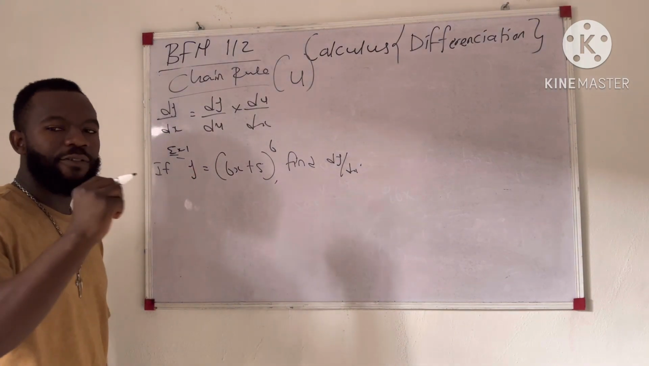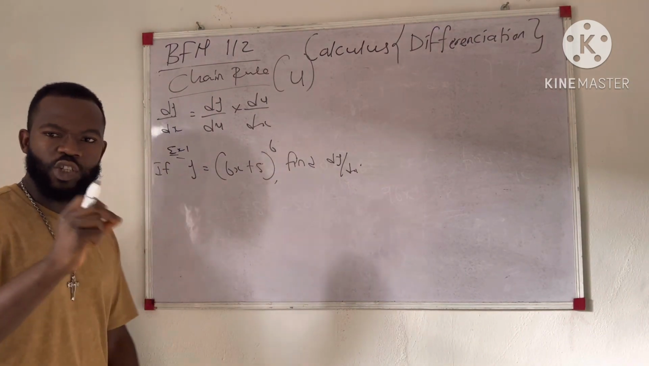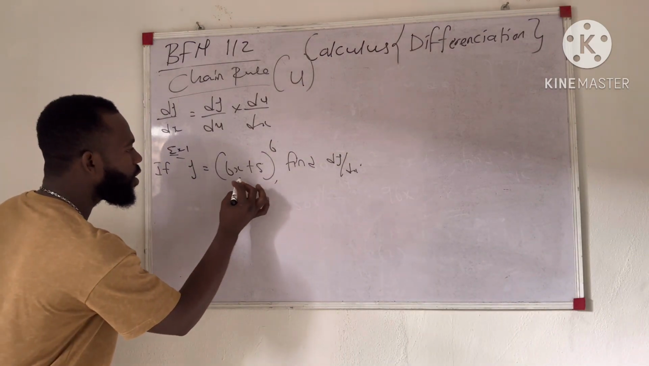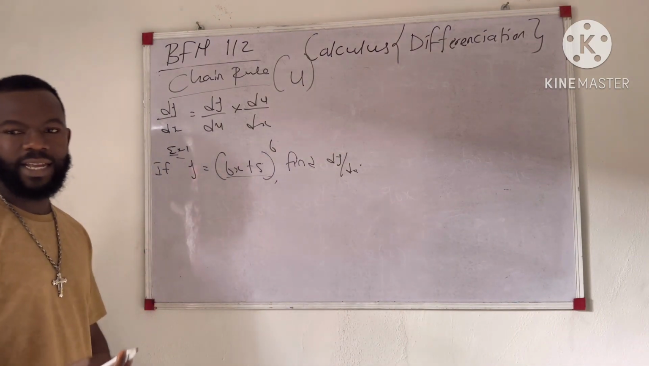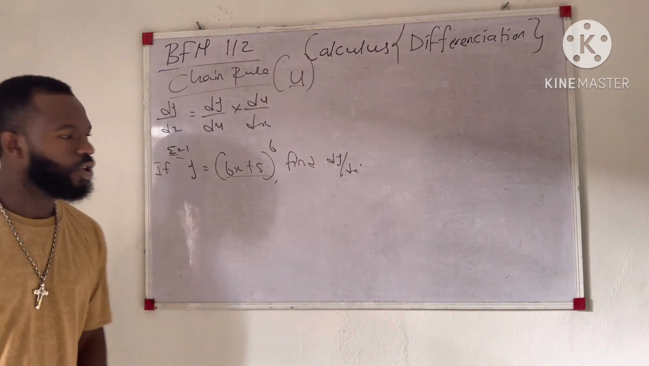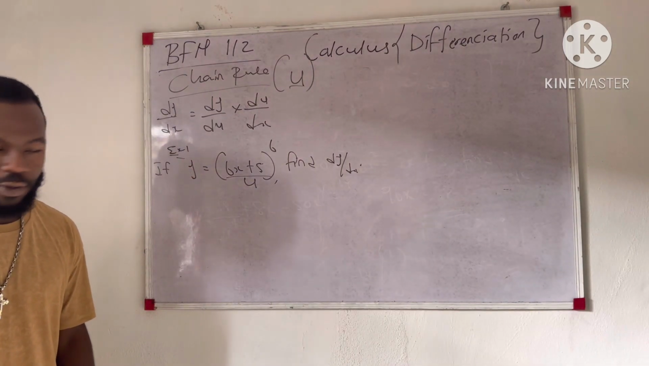Remember I told you that in every chain rule question we have just one function. Listen to me. In every chain rule question we have only one function. Now, how do you know the function? The function is the expression inside the bracket. That is the function. And we said that the name of that function is what? U. So it means in this question, my u is what? 6x plus 5. Simple. So let's start.